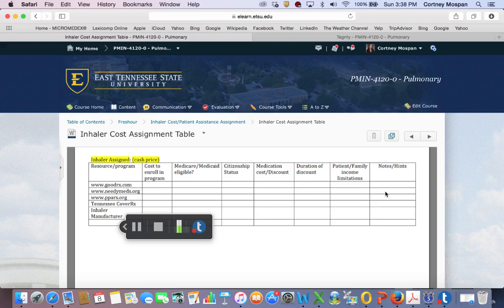And then the notes and hints are just any additional information that you think is helpful or important to consider for that access program. I'll be in on Friday, so the 13th, to check in with you all and to answer any questions you may have. But feel free to email me in the interim if you have any questions about this assignment. And again, I hope that's a good learning opportunity for y'all.